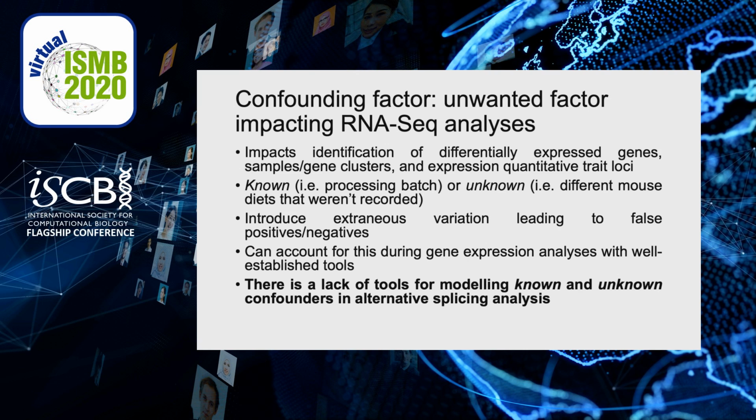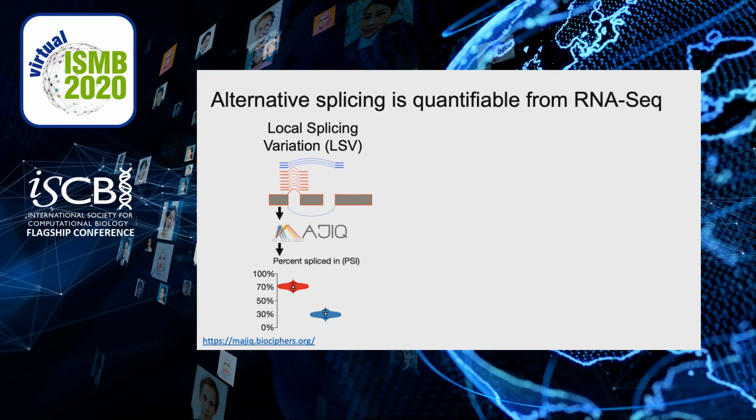So, we quantify splicing from RNA-seq at local splicing variations, or LSVs. LSVs are loci from which alternative junctions splice from, and we use the MAJIQ algorithm to quantify percent spliced in, or psi, of spliced junctions at these LSVs. Importantly, our confidence in psi depends on the number of reads in the LSV. This is something I'll come back to later.